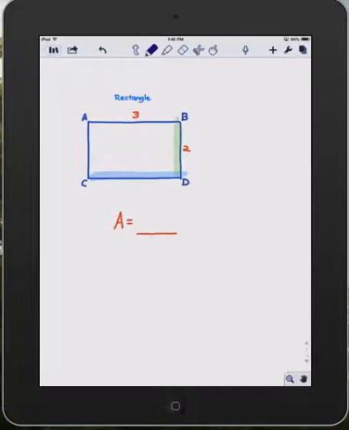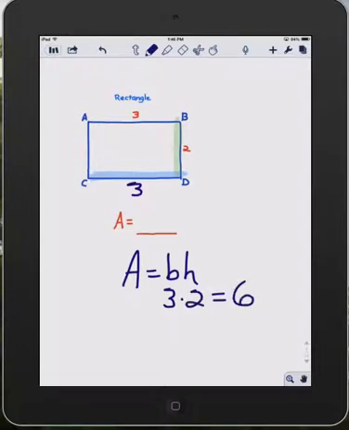So if the top segment is 3, the bottom segment is 3, and the formula states the area equals the base times the height. So if the base is equal to 3 and the height is equal to 2, the area is equal to 6. So if the base was 3 centimeters and the height was 2 centimeters, the answer would be 6 square centimeters.